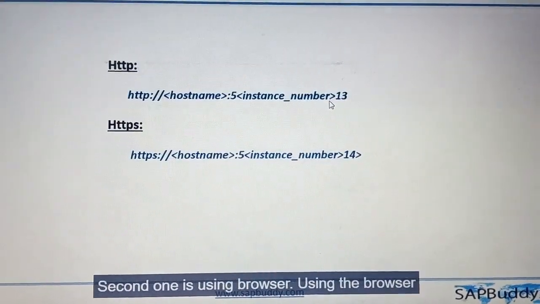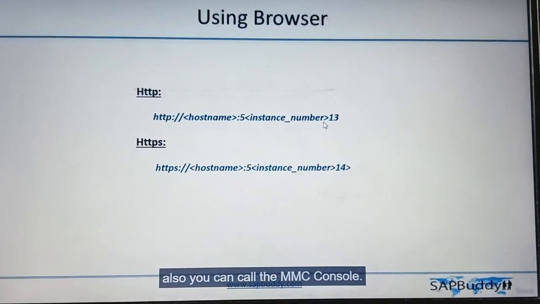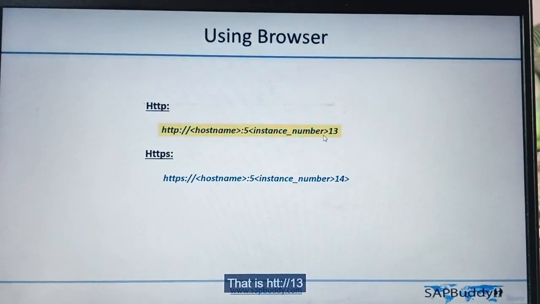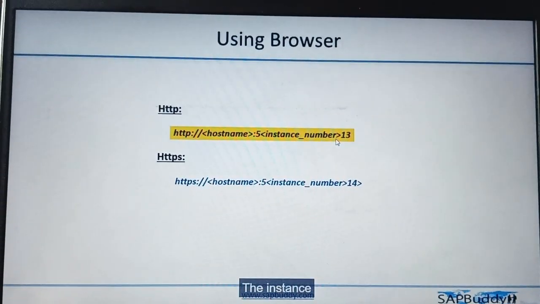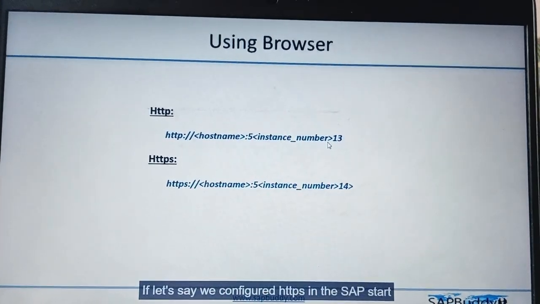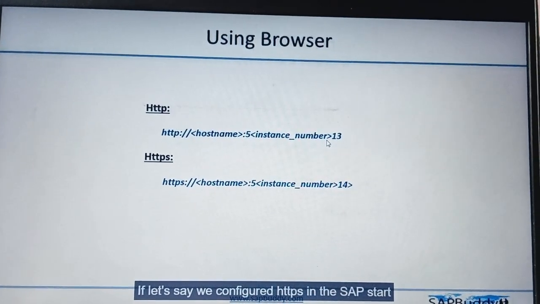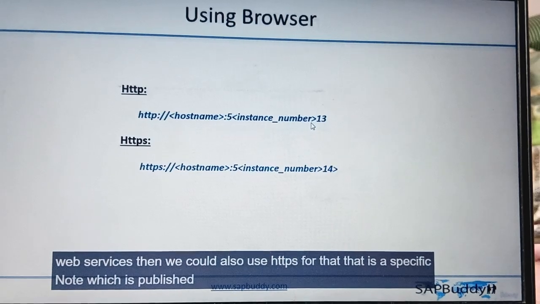Second one is using a browser. Using the browser, you can also call the MMC console. That is http:// then the host name :5, then the instance number, then 13. The instance number in our case is 00. If, let's say, we configured HTTPS in the SAP server services, then we could also use HTTPS.